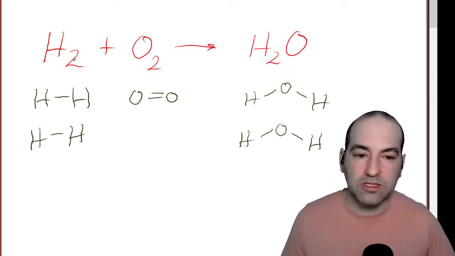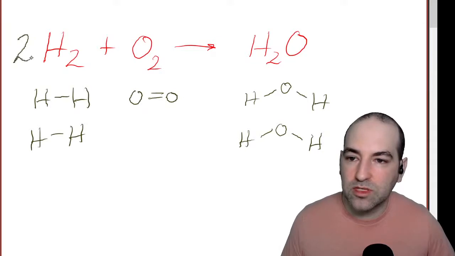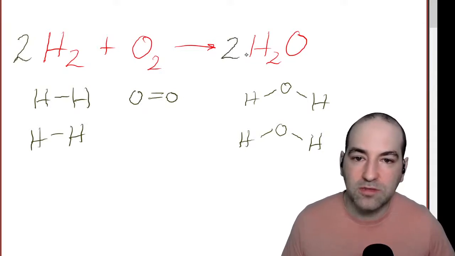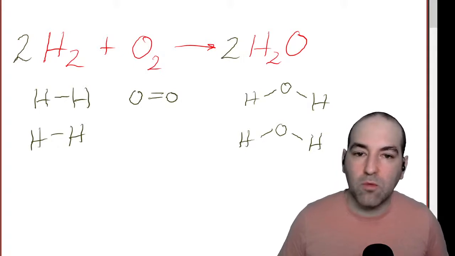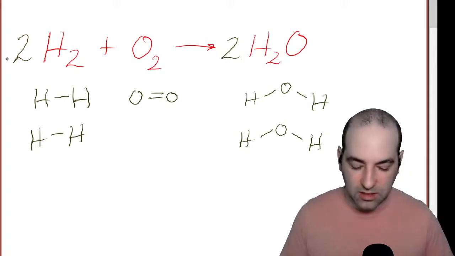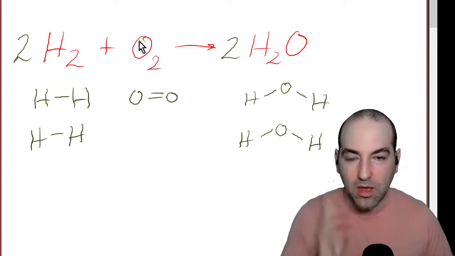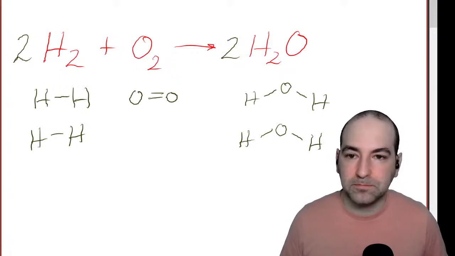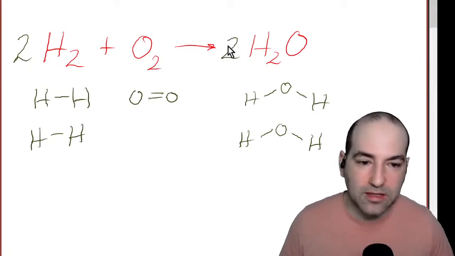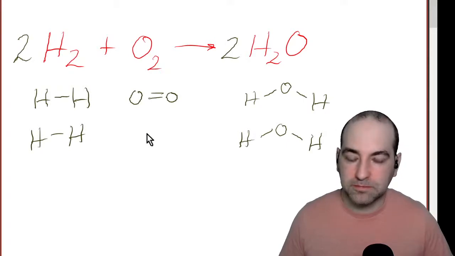And the way we express that in the equation is with these numbers out front known as coefficients. So we put 2's in front of the hydrogen and the water to show that it reacts in a 2 to 1 ratio and that 2 molecules of water are then formed. So that's what these numbers out front mean, and that's how we balance chemical equations.